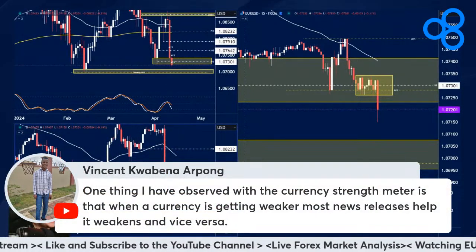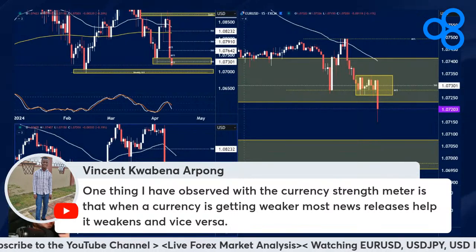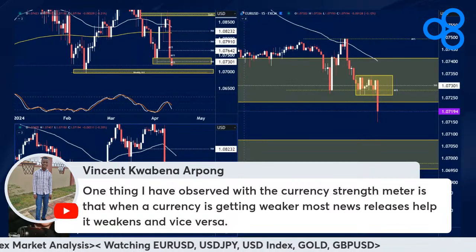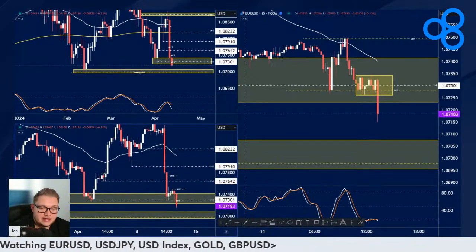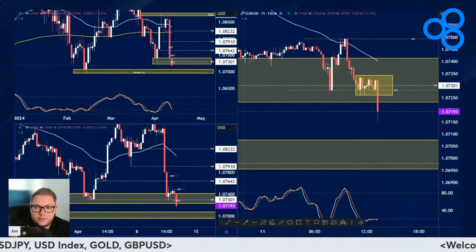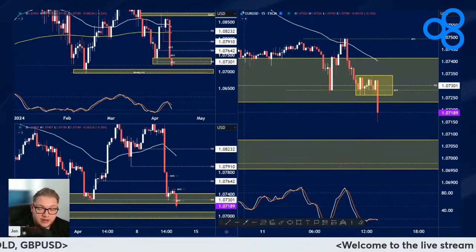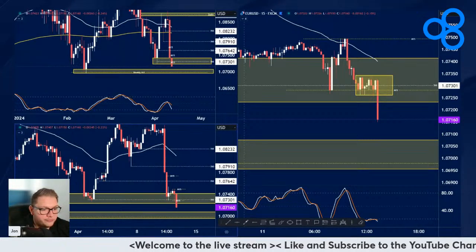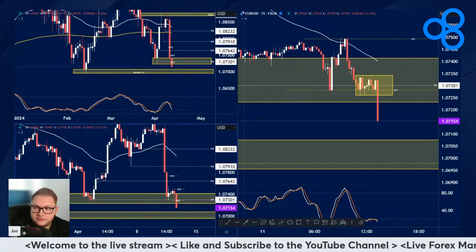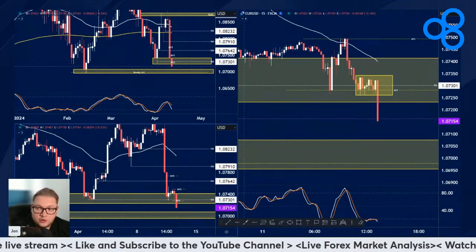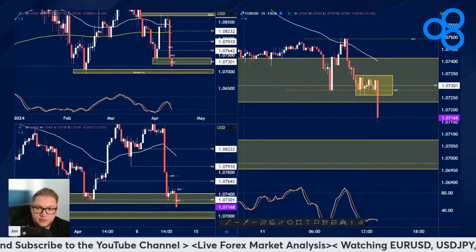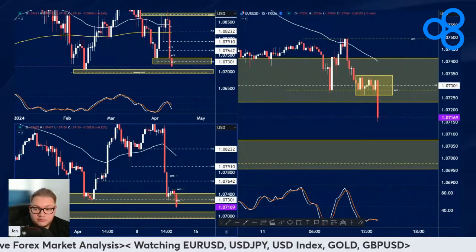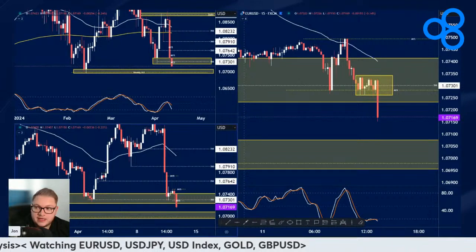Vincent, one thing I have observed with currency strength meter is that when a currency is getting weaker, most news releases help it weaken, and vice versa. Yeah, well, we've got to understand that a lot of the way price trades from a bigger picture point of view is all based off the overall fundamentals of a market. It's essentially what a central bank is doing. Where are they? What is it down to? Inflation rates, growth, employment, essentially, is what it comes down to.